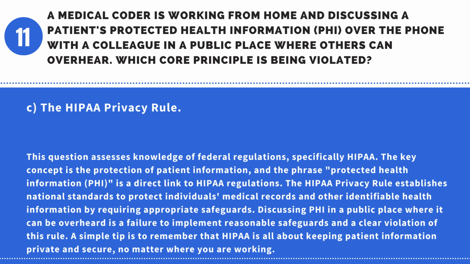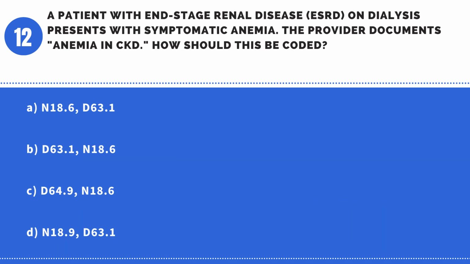by requiring appropriate safeguards. Discussing PHI in a public place where it can be overheard is a failure to implement reasonable safeguards and a clear violation of this rule. A simple tip is to remember that HIPAA is all about keeping patient information private and secure, no matter where you are working. Question 12.